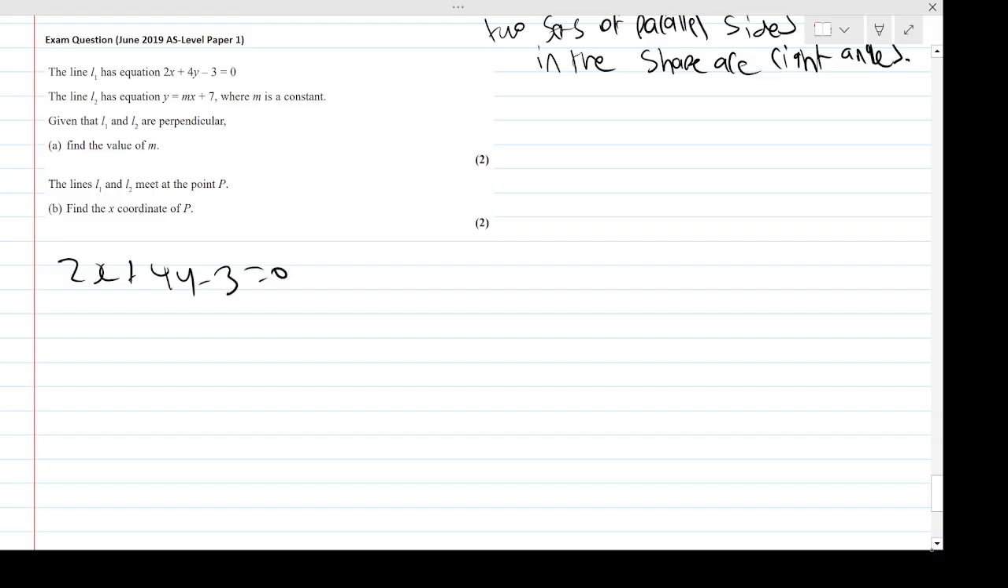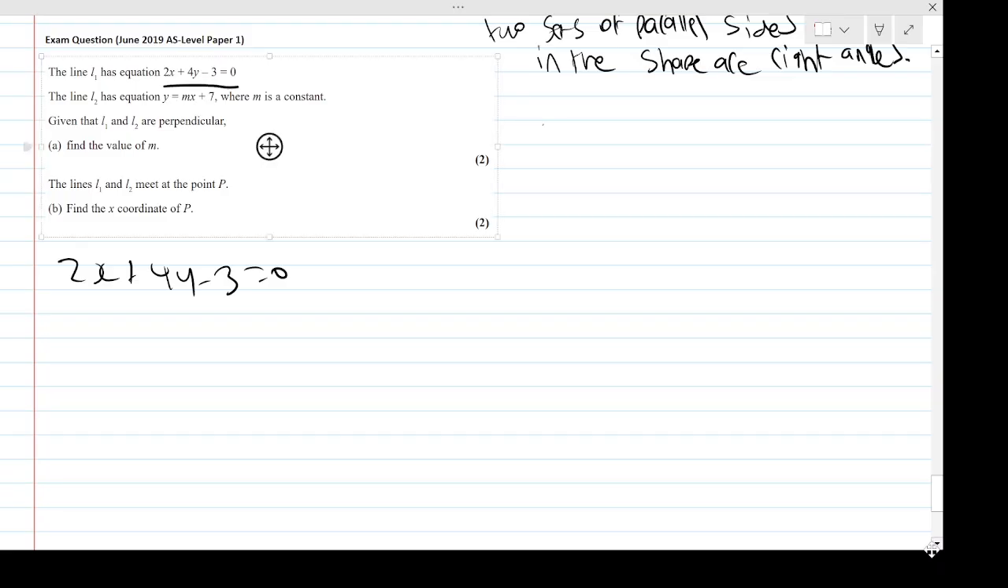The line L2 has equation y is mx plus 7. Given that the two lines L1 and L2 are perpendicular, first of all, find the value of this m here. So again, they're perpendicular, so I need to consider their gradients. Well, I don't know what the gradient of L2 is, because that's what I'm working out. m is the gradient here.